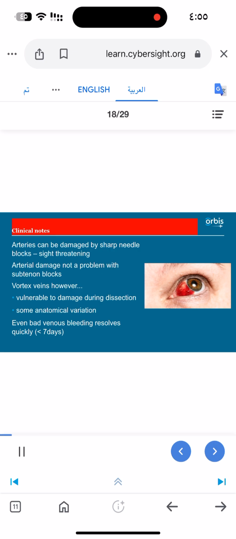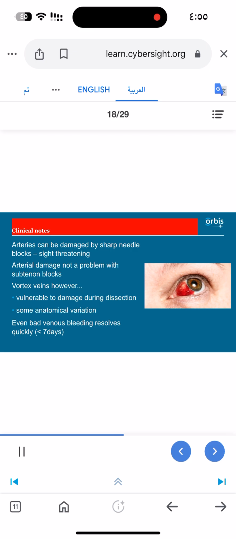Arteries and veins can be directly damaged by sharp needle blocks, leading to retrobulbar hemorrhage that is a potentially sight-threatening complication of these blocks. Direct arterial damage does not happen with subtenon blocks, but it is possible to damage the vortex veins as they pass through the subtenon space, and these can be damaged during initial dissection or cannula placement.